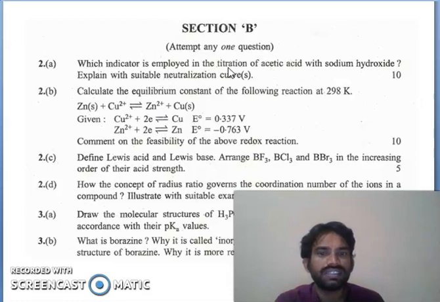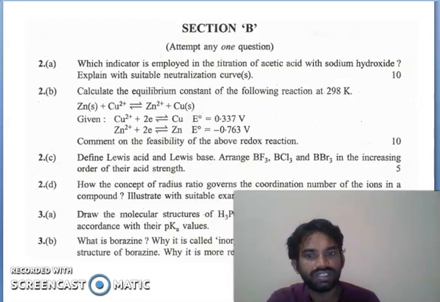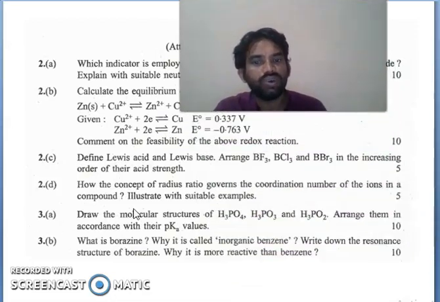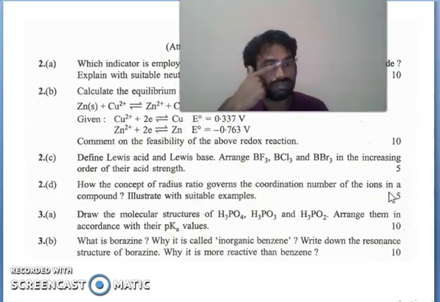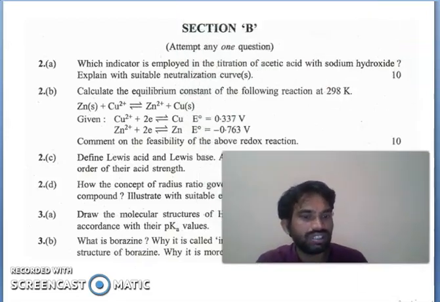Which indicator is employed in the titration of acetic acid and sodium hydroxide? Explain with a suitable neutralization curve. These are the calculations of equilibrium constants in these questions. And you can see the second one, C: Lewis acid and base structure and BF3. You can see the concept of radius, valence, conductance, and coordination number of the ions in the compound. Draw the molecular structures, and borazine. These are a few of the things.